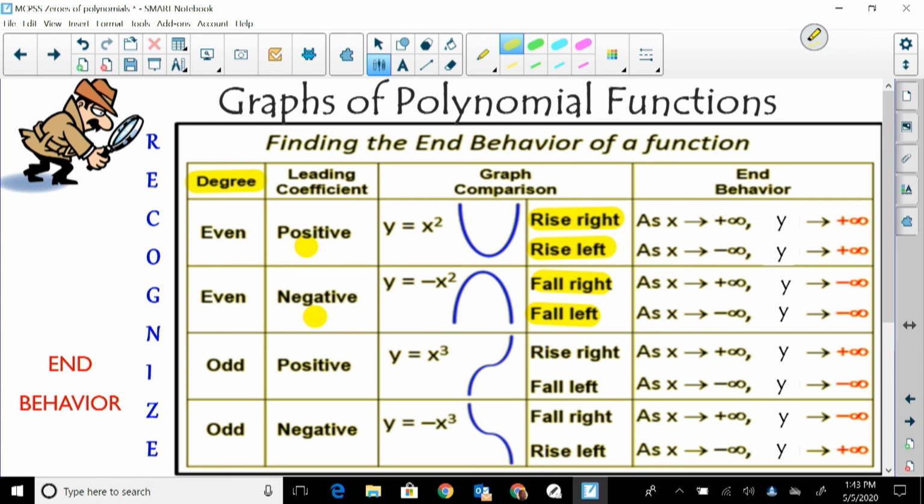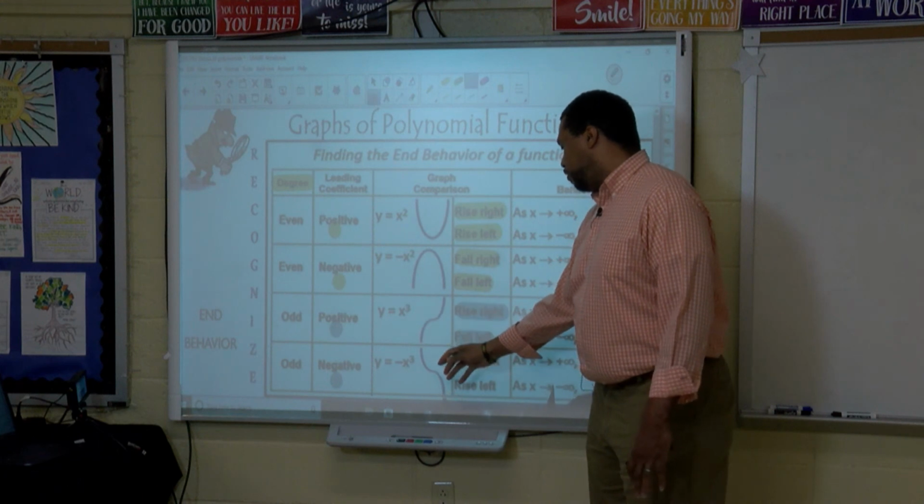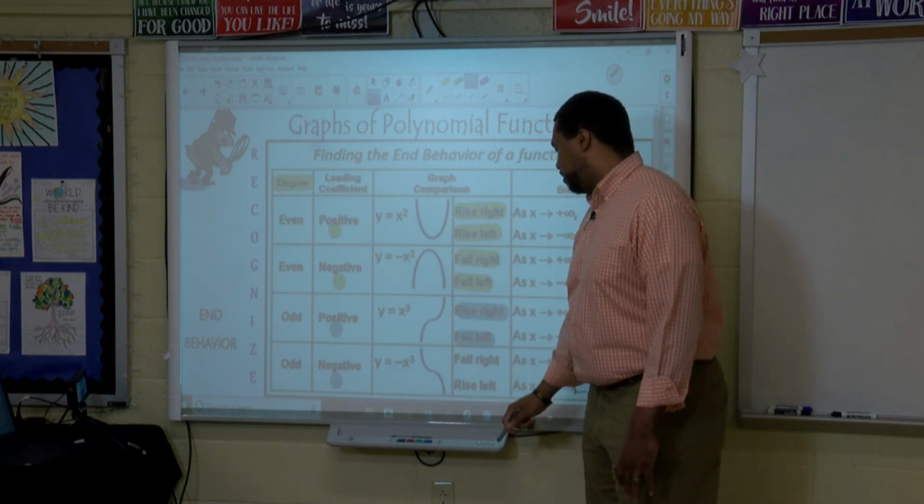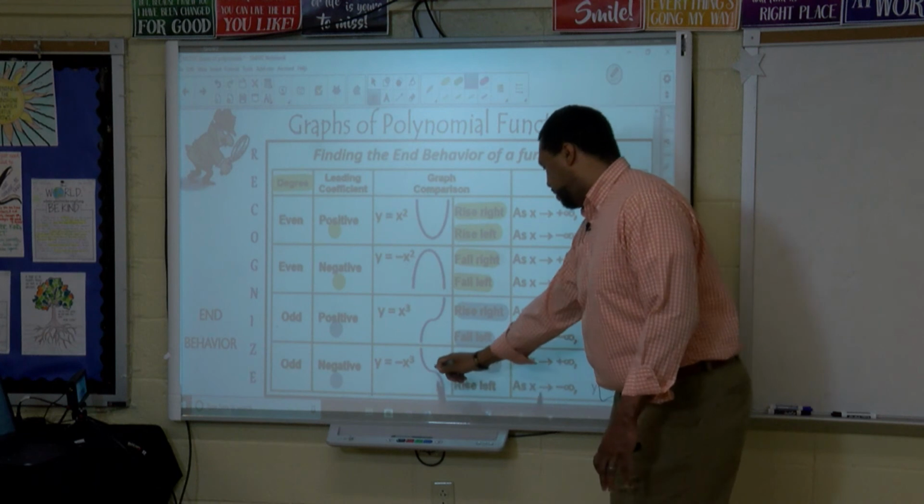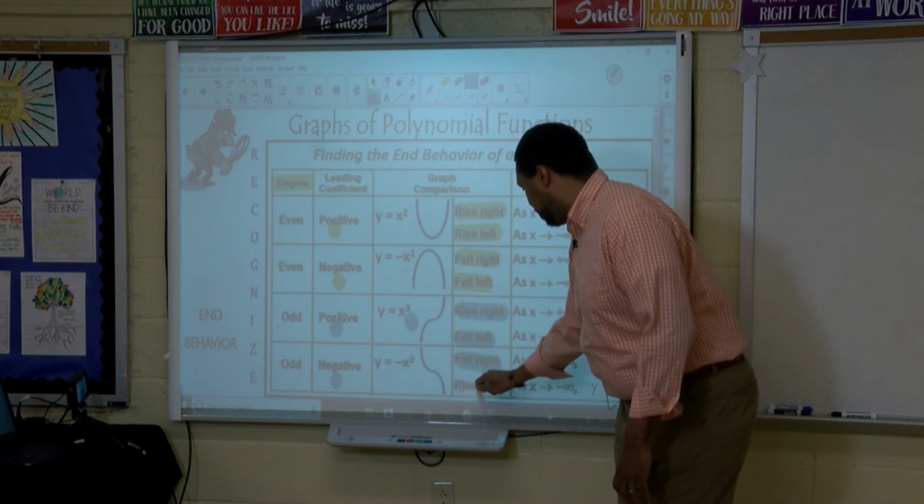If it has an odd degree and it is positive, it will fall on the left but rise to the right. If it is odd and the leading coefficient is negative, it rises on the left and falls to the right.